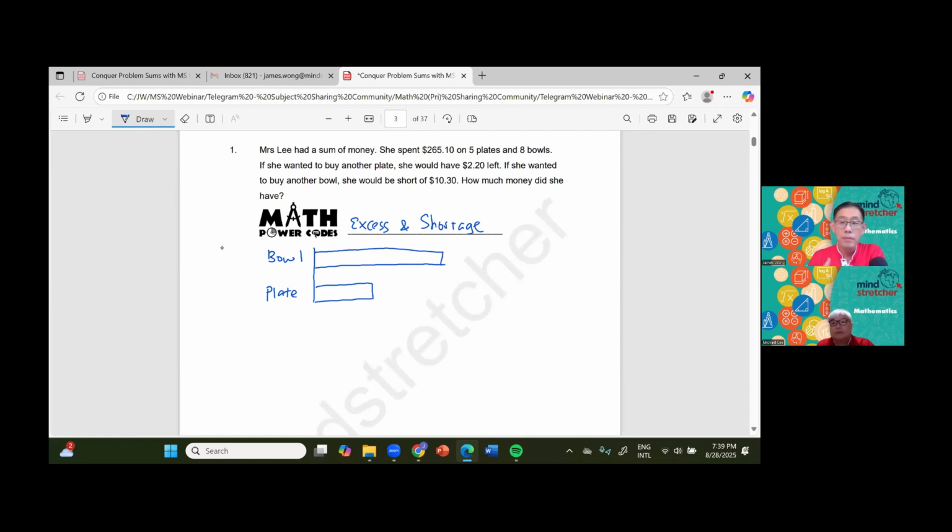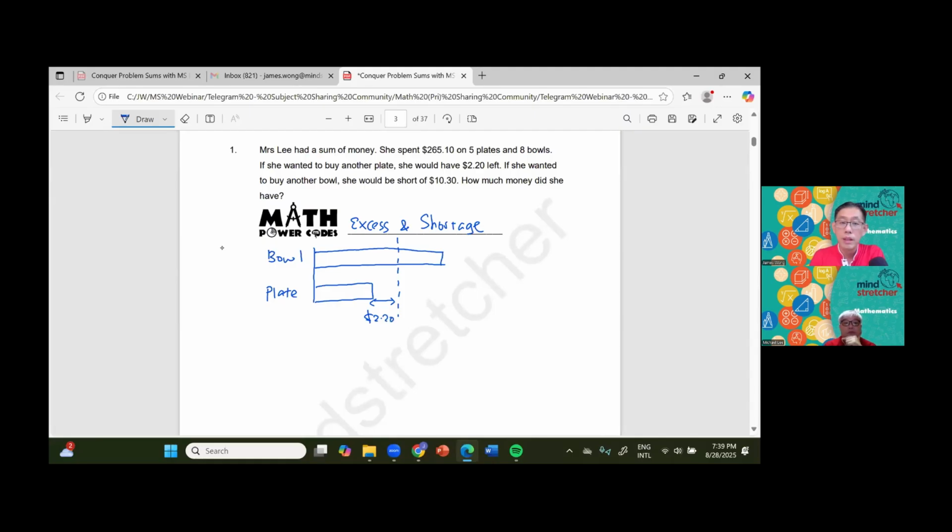Now, that's where I'm going to draw the connection between the bowl and the plate. The amount of money that I have is fixed, but I do not know what that amount is. But I do know that I will have some spare cash if I were to get one plate. So the amount of money that I have is probably somewhere here. I use a dotted line to illustrate. This is the amount of money that I have not spent. That means I'm left with $2.20.